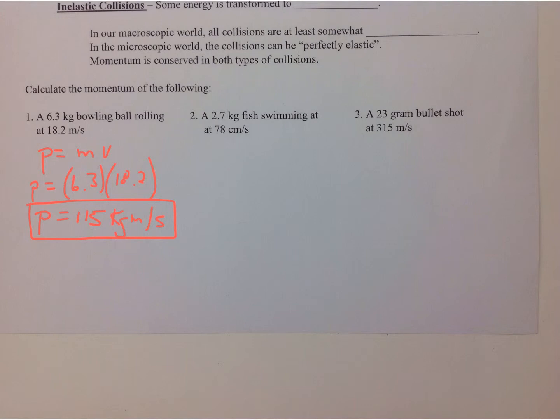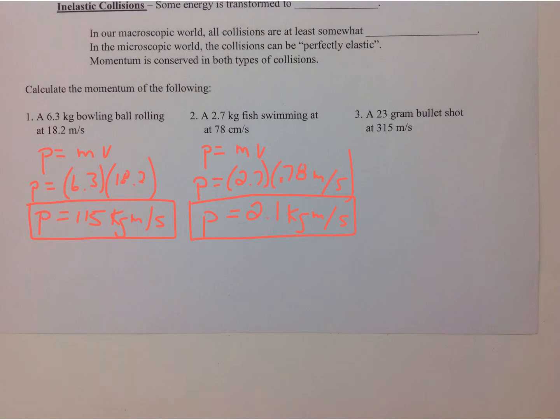Let's say you have a fish swimming in a lake. Once again, P equals mv. It's very simple. Just watch your units. The mass of the fish is good, 2.7 kilograms times the velocity in meters per second. That's 0.78 meters per second. So the momentum of the fish is 2.1 kilograms meters per second. Once again, that's the magnitude. We don't need to worry about the direction.